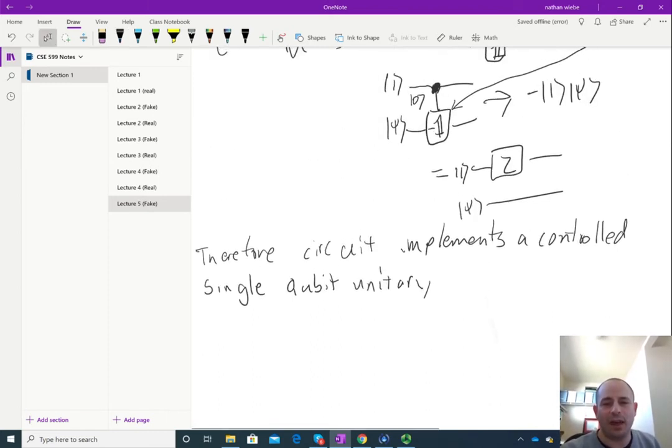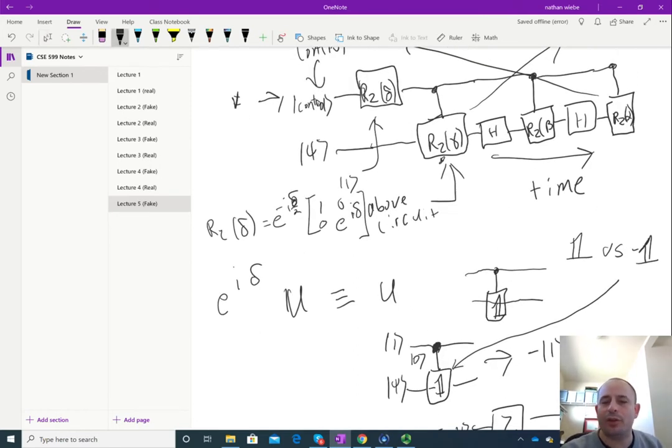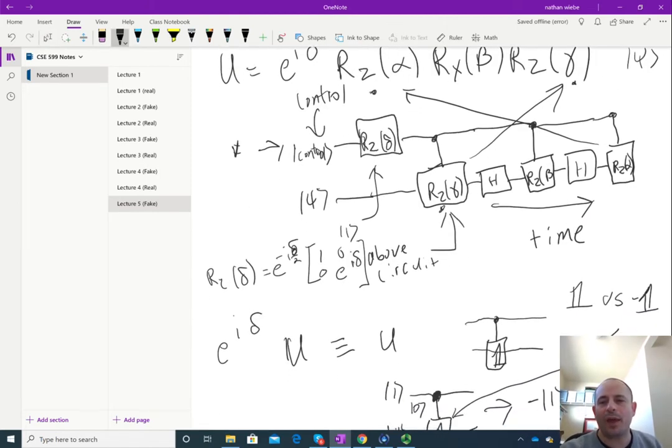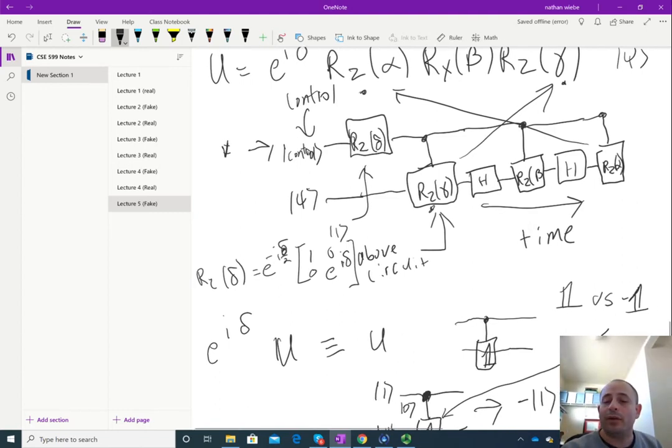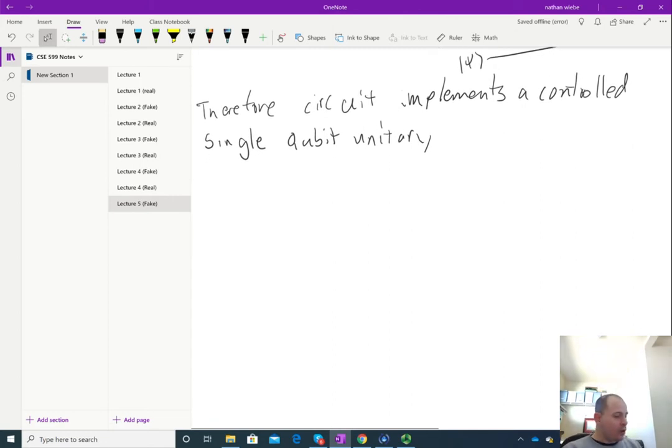Because, again, in this particular case, every single qubit unitary can be written as e to the i delta, RZ alpha, RX beta, RZ gamma, as we showed earlier. Great. So now we know how to do all single qubit unitaries and all controlled single qubit unitaries. Now, actually, we just have to do one final step.